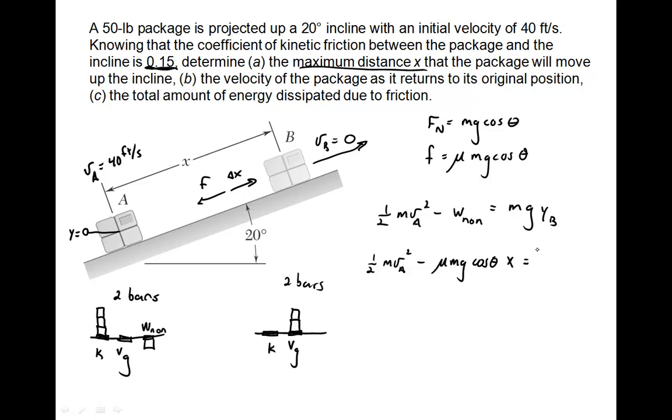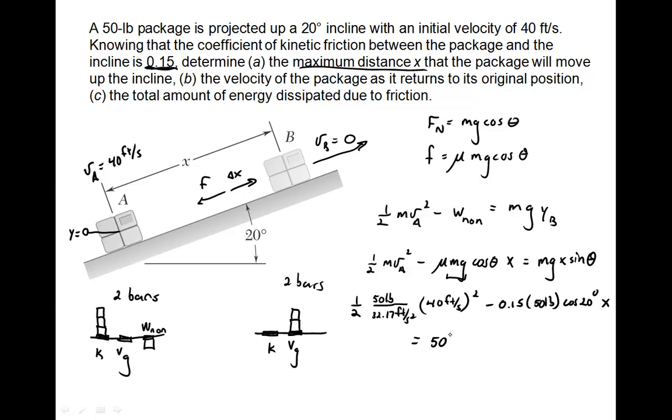And that's going to equal the potential energy, which is mg y sub B, but y sub B is x sine theta. And so if I put in numbers, just so you can see how this works, 1/2, the mass is 50 pounds over 32.17 feet per second squared. That's going to be the mass in slugs. And then 40 feet per second squared minus 0.15. This is mg, so that's 50 pounds. Cosine 20 degrees times x, that's what I'm looking for. And that's all going to equal 50 pounds times x times the sine 20 degrees. So x is the only unknown, so I can solve this equation for x.